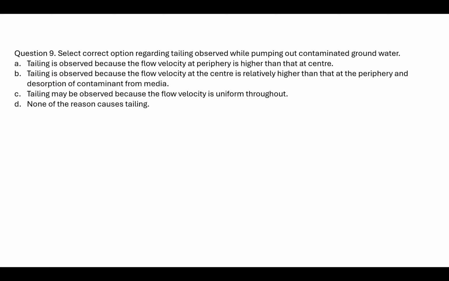Select the correct option regarding tailing observed while pumping out contaminated groundwater. A. Tailing is observed because the flow velocity at periphery is higher than at center. B. Tailing is observed because the flow velocity at the center is relatively higher than that at the periphery and desorption of contaminant from media. C. Tailing may be observed because the flow velocity is uniform throughout. Or D. None of the reason causes tailing. So we have to select the reason which causes the tailing while pumping the contaminated groundwater.